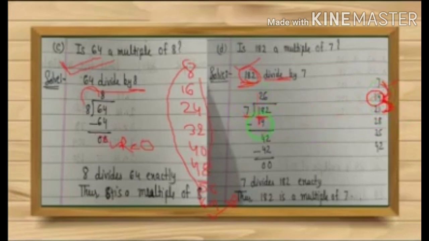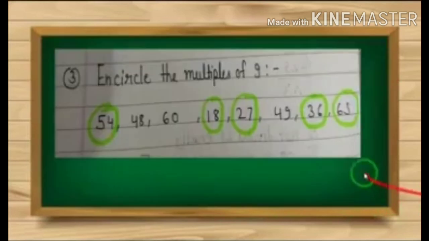Next, the number 2 is brought down. So see the table of 7. 7 sixes are 42. So 42 divided by 7 gives us quotient 6 and remainder 0. Okay. So look here students. We divide 42 by 7. 7 sixes are 42. Gives us quotient 6 and remainder 0. So 7 divides 182 exactly. Means 182 is exactly divisible by 7. Thus 182 is a multiple of 7.